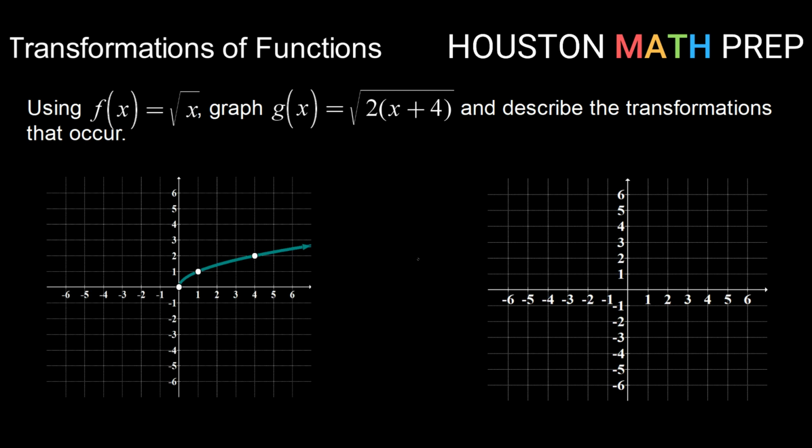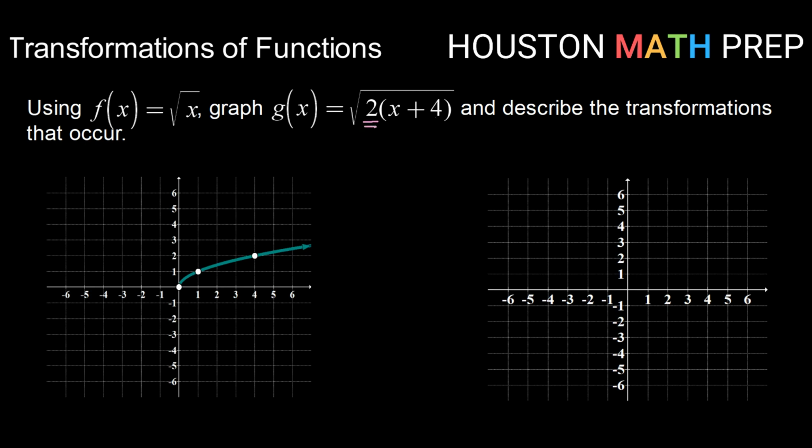In this video, we're going to take a look at using transformations of functions on our typical parent or library functions to create a new graph. So using the parent function f of x equals the square root of x, a portion of which is shown down here, we want to graph g of x equals the square root of 2 times x plus 4, and we want to describe the transformations that occur.